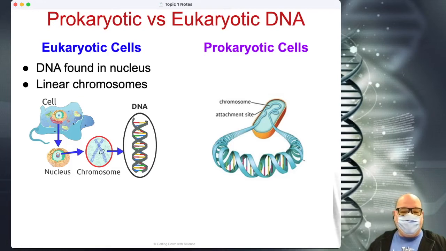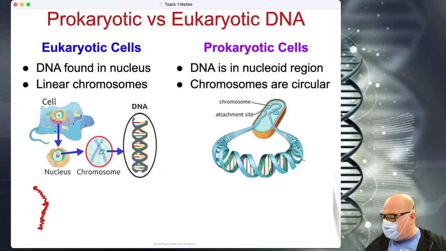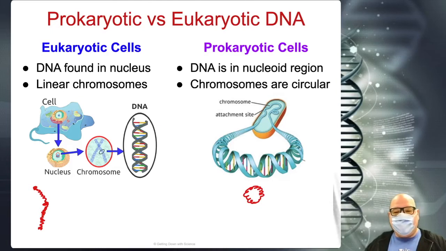Chromosomes are linear, so that means they have sort of like a start and a stop point. So that's one line of DNA. Okay? In your prokaryotes, which are your bacteria, DNA is just like in an area. It's not enclosed in a membrane. And it's not linear, it's circular. Okay? So you have like a little circle of DNA.